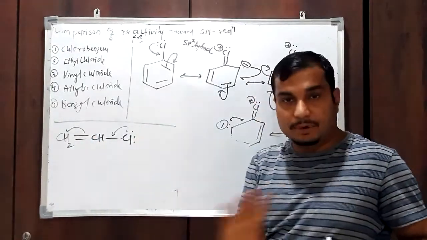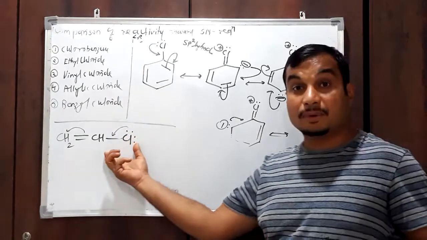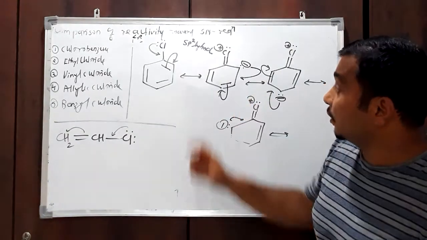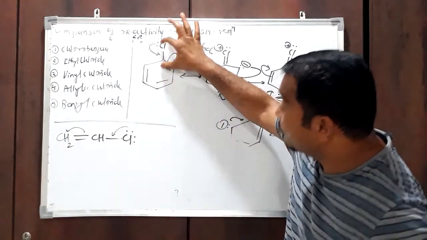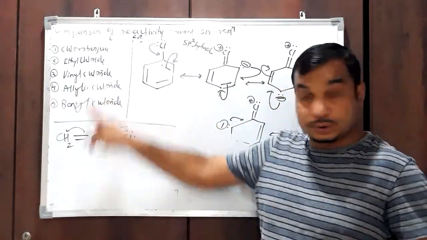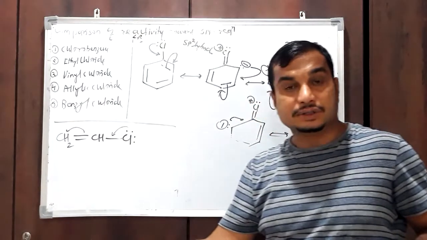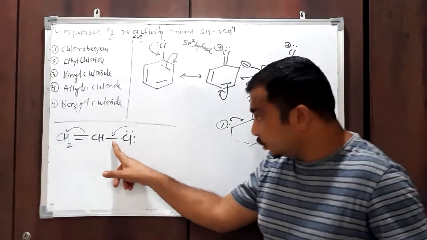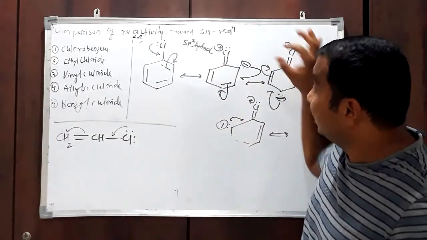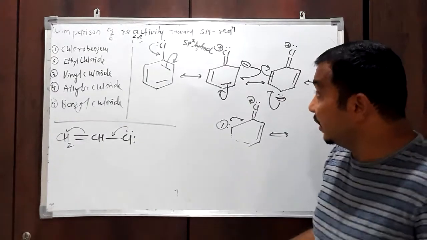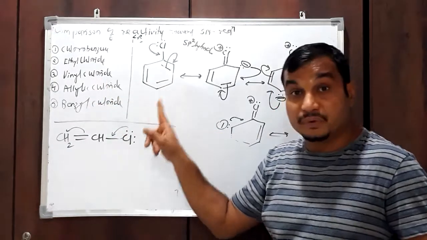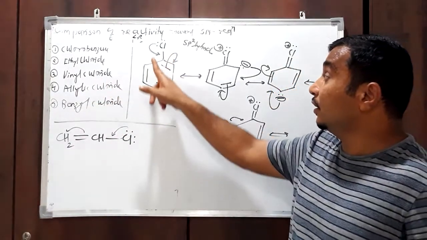So it gains double bond character due to resonance, but that double bond character is lesser than the double bond character present in chlorobenzene. This bond has more double bond character than the carbon-Cl bond in vinyl chloride. So it is more single bond than double bond. This bond has a higher percentage of single bond character, and this bond has a higher percentage of double bond character. So definitely this bond is weaker. The carbon-Cl bond in vinyl chloride is weaker than the carbon-Cl bond in chlorobenzene.